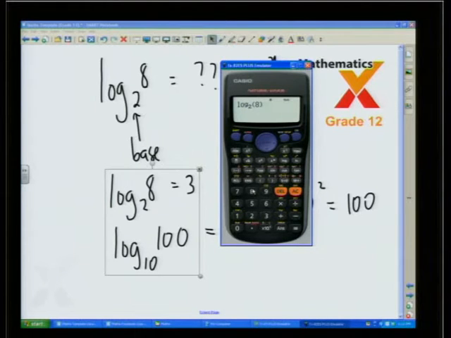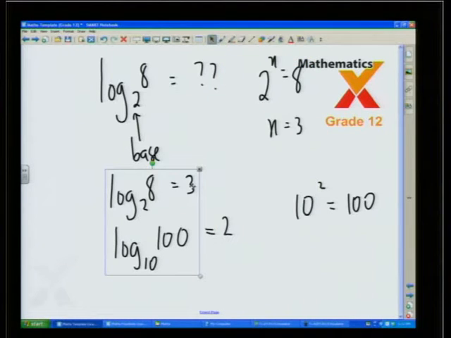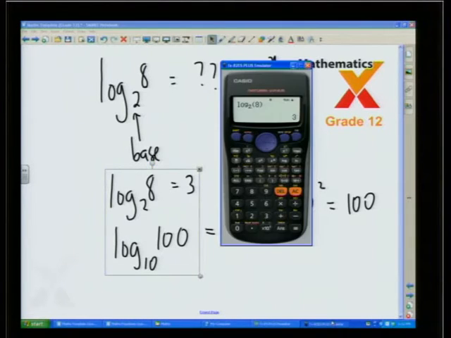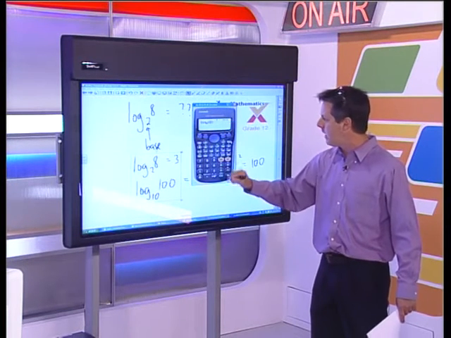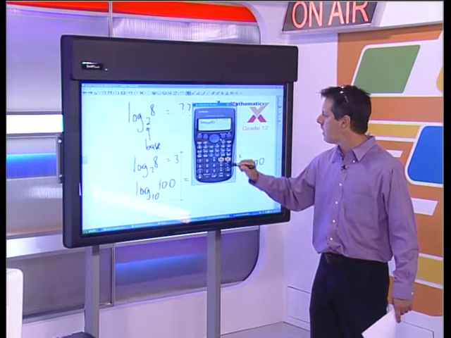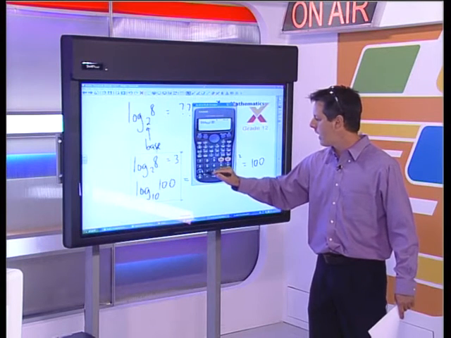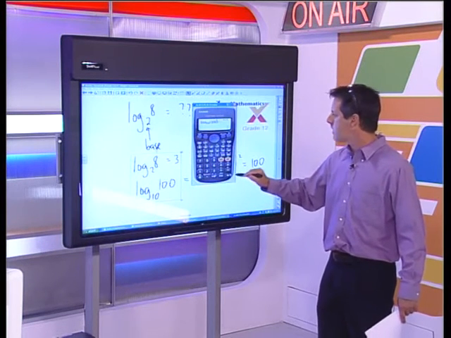Okay, so I've put the 8 in there. I've got the log of 8 to the base 2. Press equals, and my answer is 3. Similarly, I press the log button that enables me to put in any base and any number. So I put in my base 10, scroll out, put in 100, and press equals for the answer.